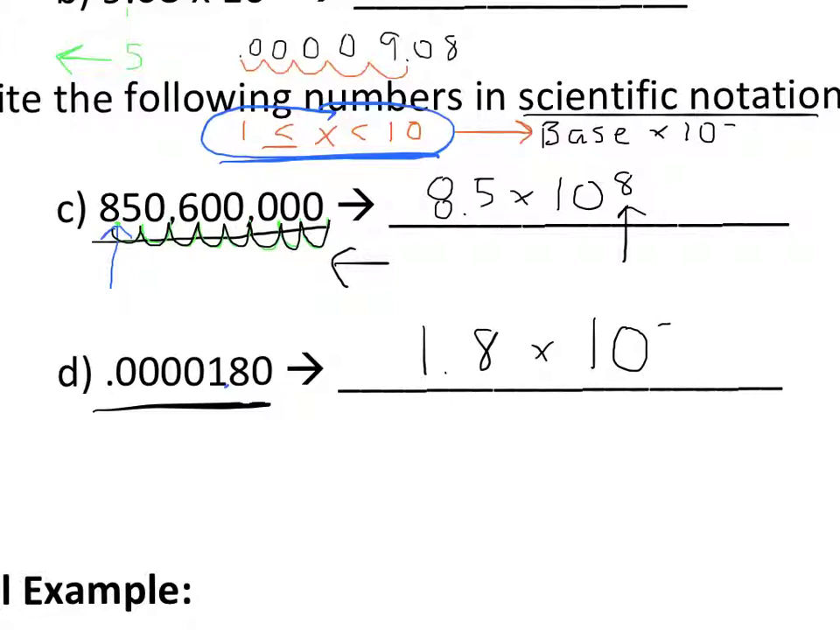And let's count how many places this is away from the decimal. It's 1, 2, 3, 4, 5. So we will write 1.8 times 10 to the negative 5th, because if we were to go in the opposite direction, this means that we want to take our decimal and move it 5 spaces to the left, which would give us this answer in standard notation.